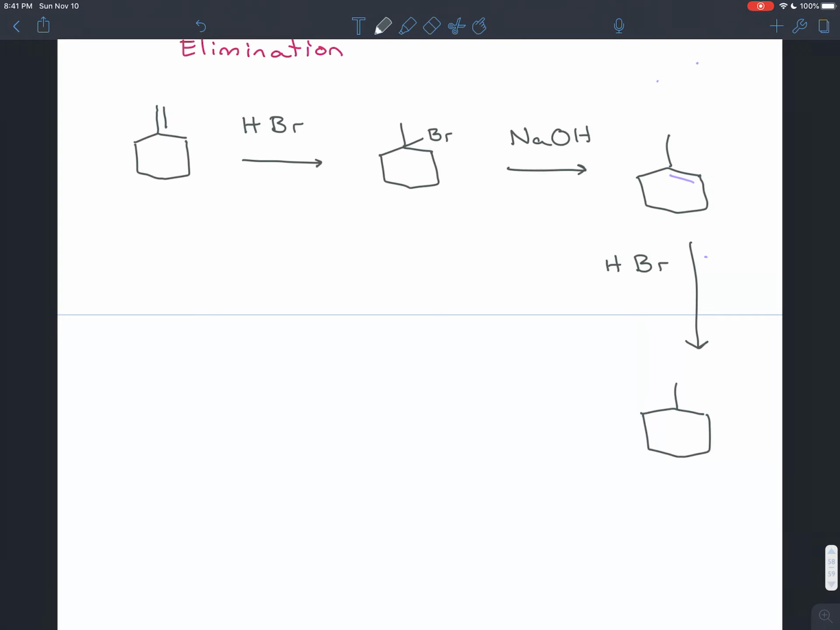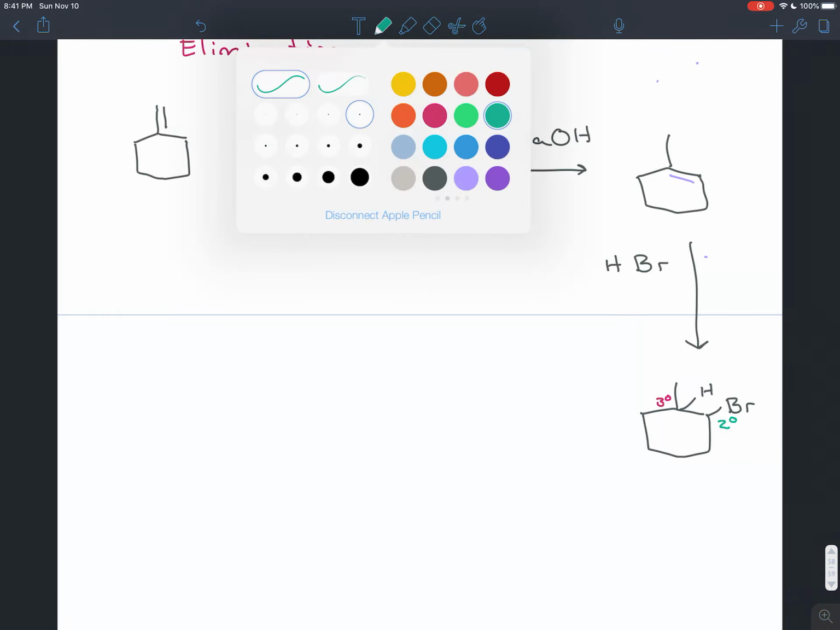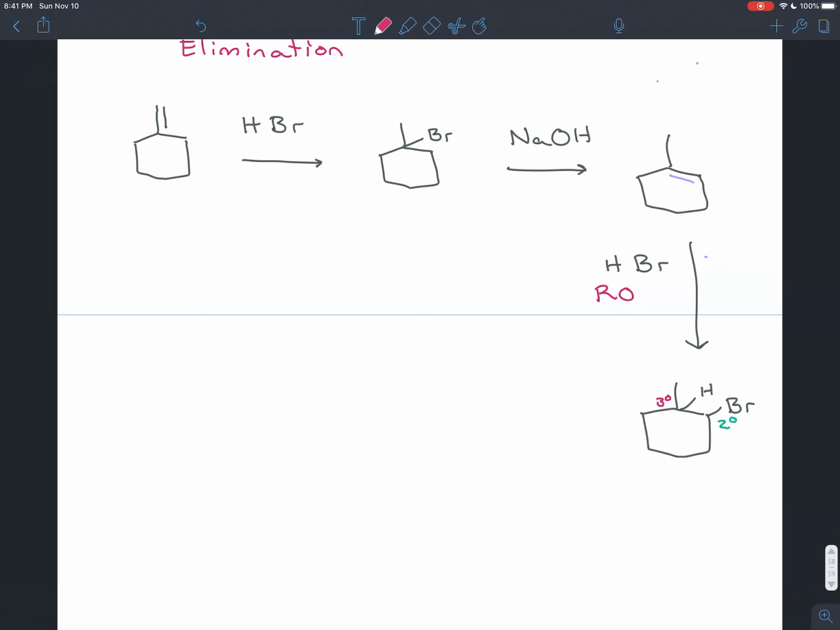But where do we want the bromine to go? We want the bromine to go toward the pi bond that we form. In other words, we want the bromine to go here, as opposed to in the middle, on that more substituted one. So if we look at this, you'll see that the hydrogen is on a tertiary carbon, and the bromine is on a secondary carbon. So what we want to do is have the hydrogen add to the more substituted carbon. That is anti-Markovnikov addition. And to make that anti-Markovnikov addition happen, you would use a peroxide. You would add ROOR.